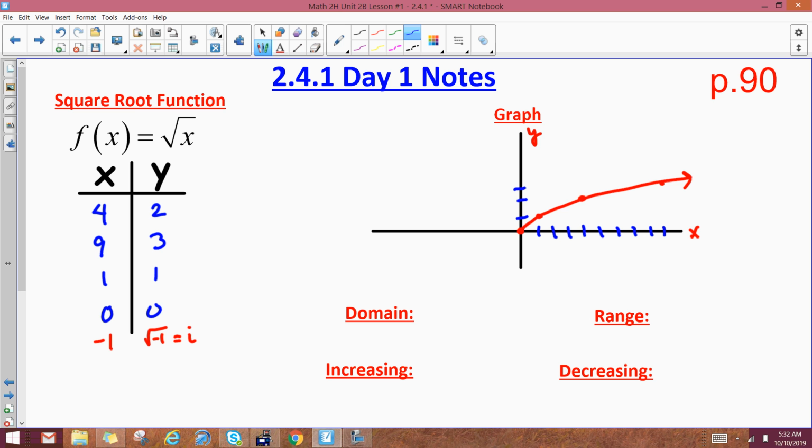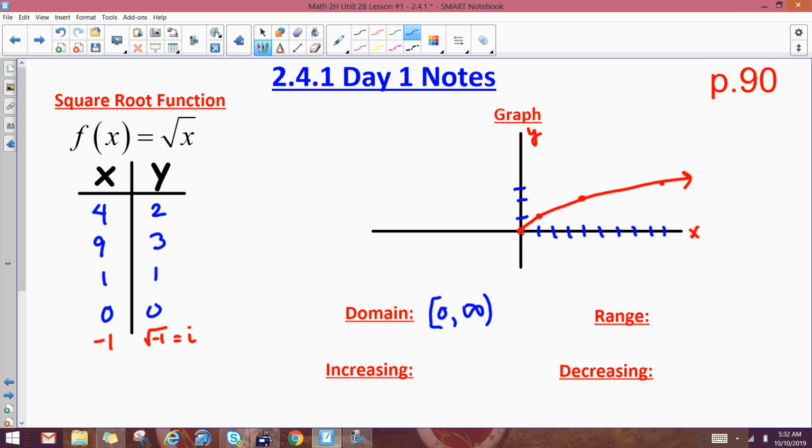Domain are our x values. If we look at this, the furthest left we go is 0. And then this graph keeps continuing right forever, so we're going to go all the way to infinity. We can never equal infinity, so we use a parenthesis, but we can equal 0, so I'm going to use a bracket.